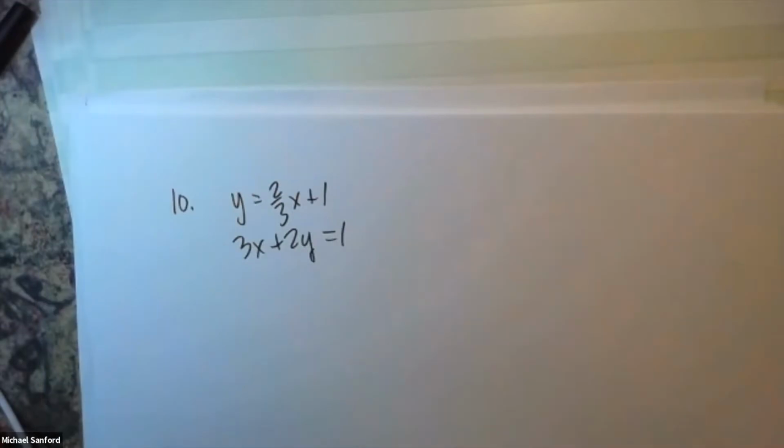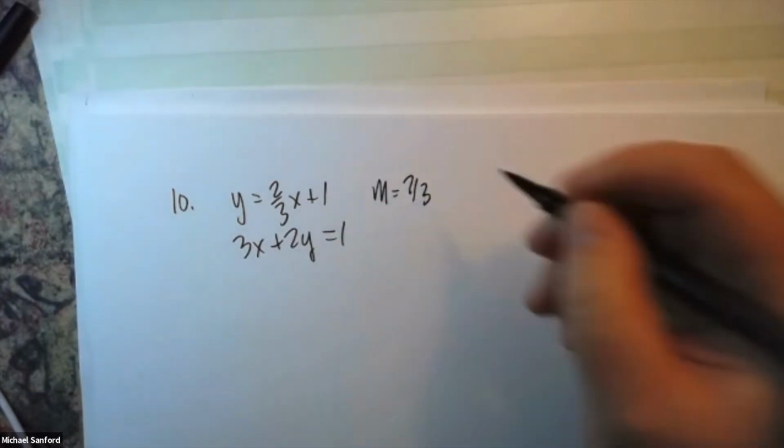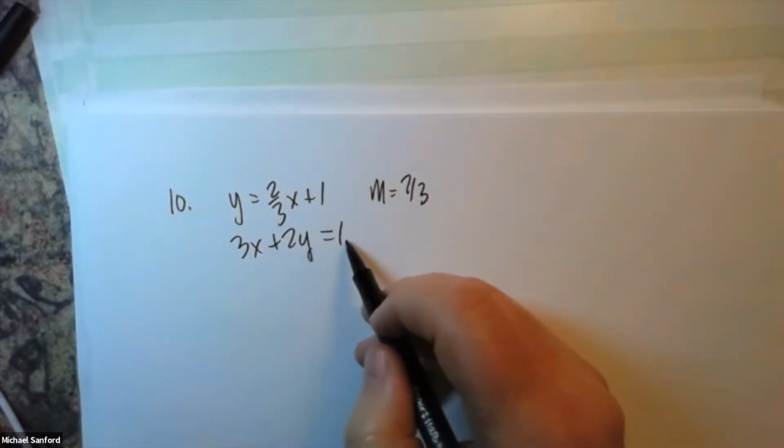So are these parallel, perpendicular? How do I know? I just have to find the slope. Well, the slope of this one is 2/3, right? So I want it down here and see what I get.